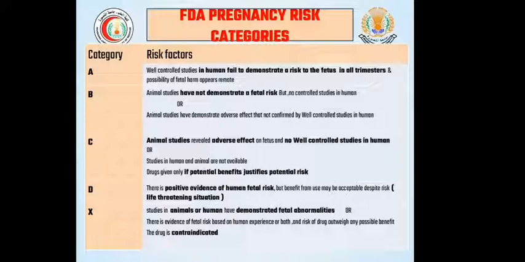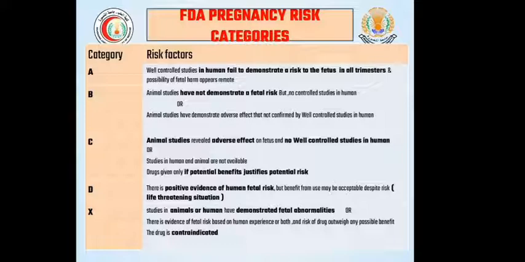The category A, there are controlled studies in human and no risk. So any drug under this category is safe, can be given to the pregnant female. The category is based on animal study and human study and establishment of the risk. So category A, human studies are done and no risk. So any drug under this category is very safe.